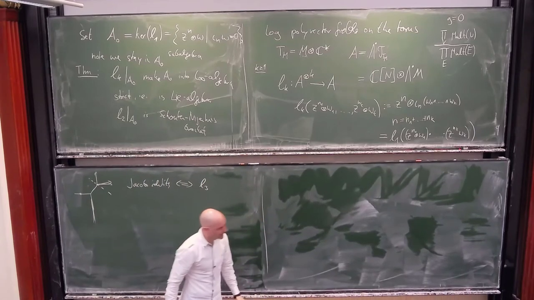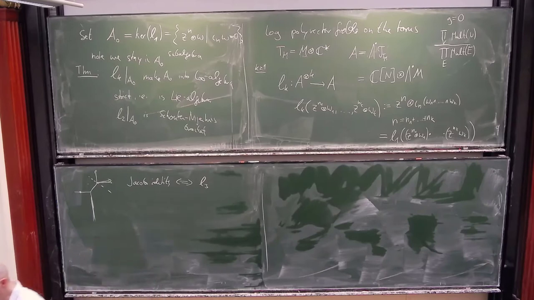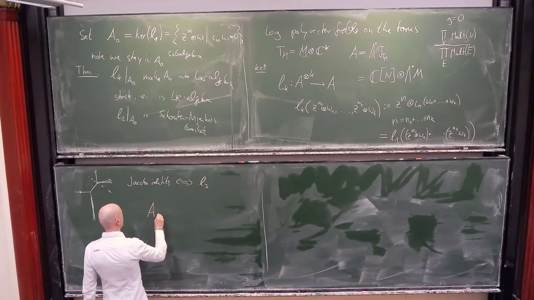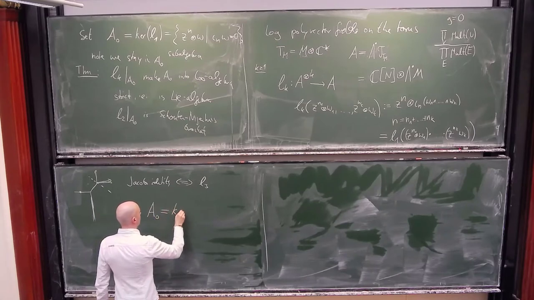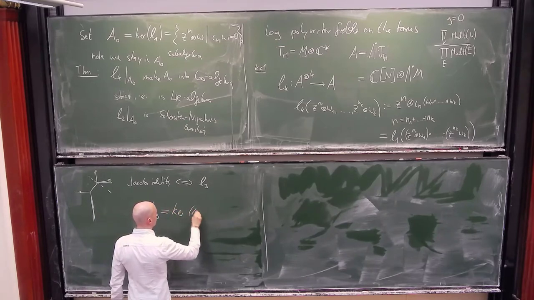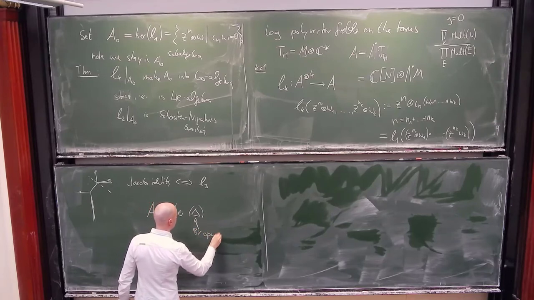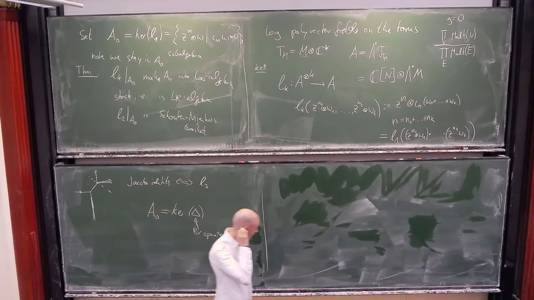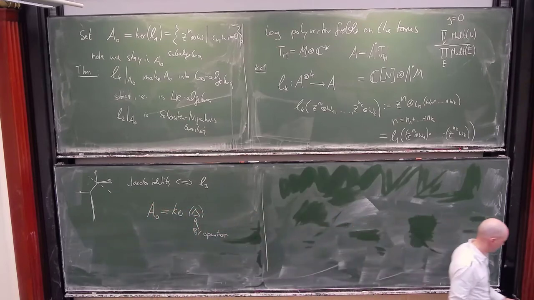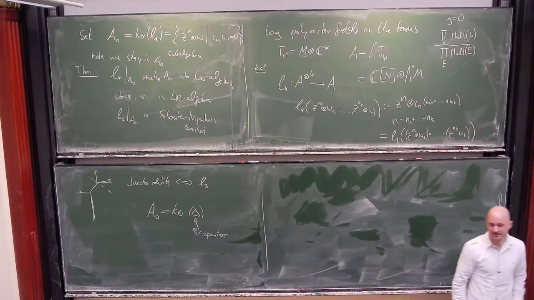My time is up. The last thing I'm going to say is that A0 is also the kernel of delta, which is the BV operator. So it's dual to the de Rham differentiation, and this links it up with what Veronica Kontsevich does. So that's it. Thanks a lot.